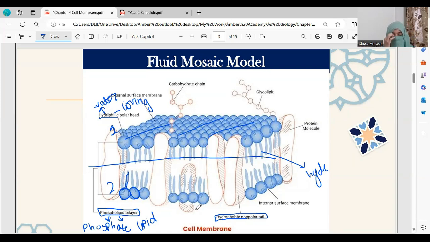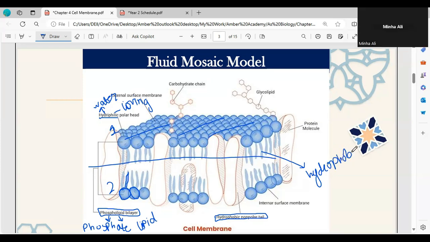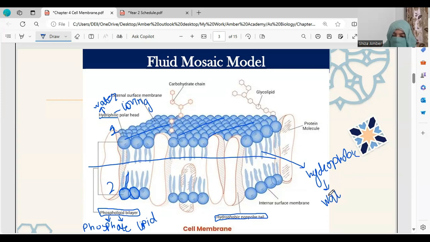So far, are we clear? Is there any problem with this? Hydrophilic means water loving. Hydrophobic means water fearing or water hating. We usually call it water fearing because phobias are associated with fears. Okay, so this is water fearing.